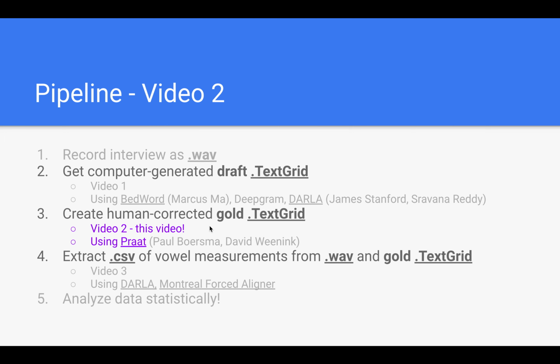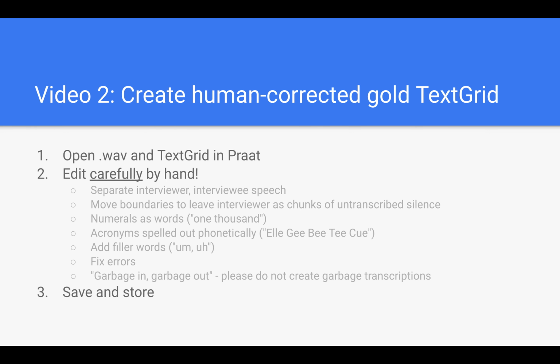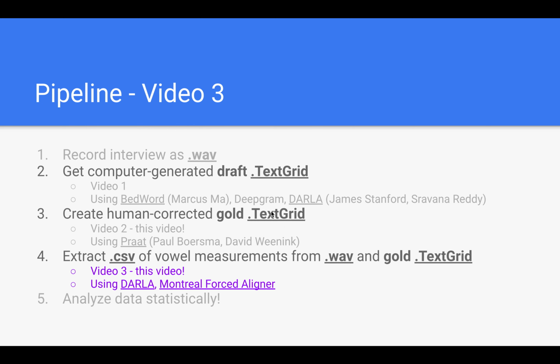In the next video, we'll do some other stuff, but just focusing on this video for now, here's what we're going to do. We're going to open a WAV file and a text grid, both at the same time, using Praat. Then we're going to edit it carefully by hand. I'll talk about exactly how to do that. And then we're finally going to save and store it. So I will just show you all of that now.